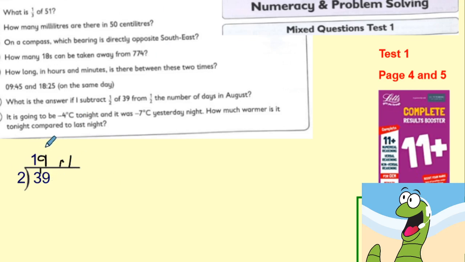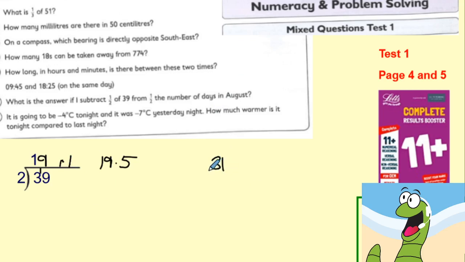Now, if we did the inverse to check our number, actually we need 19.5. Okay, that's what it would be. That's half of 39. The number of days in August? Well, you need to know 30 days has September, April, June, and November. All the rest have 31. So August has 31 days.